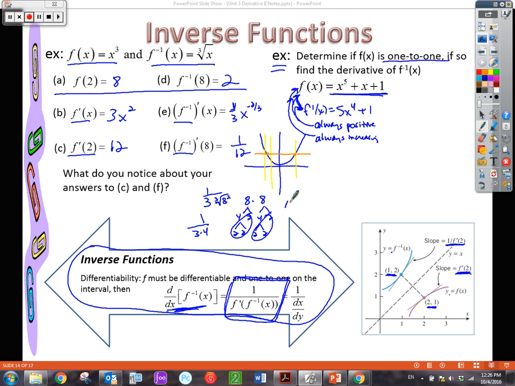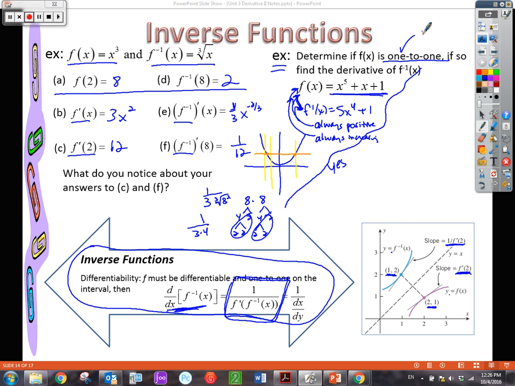If it was only increasing, right, it would pass the horizontal line test. So it is one-to-one. So this particular one is yes. This is one-to-one. Okay, that's how you could tell by calculus.